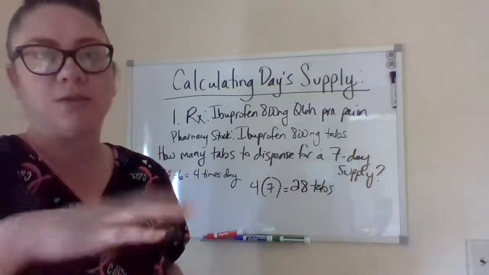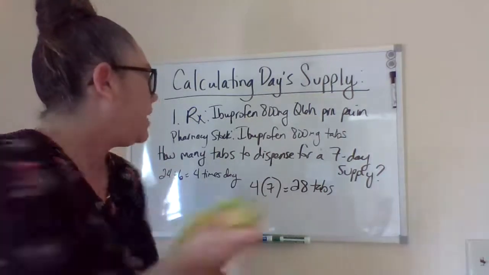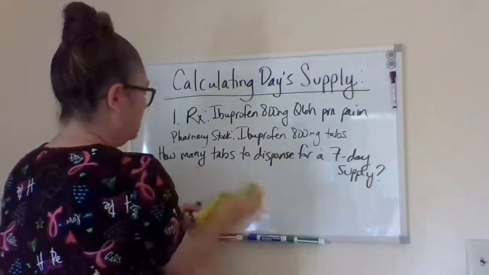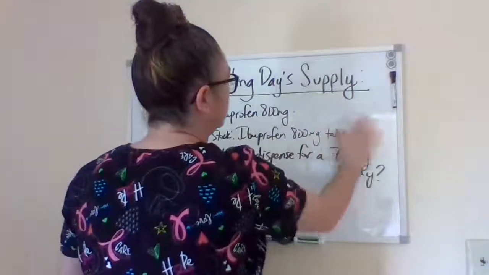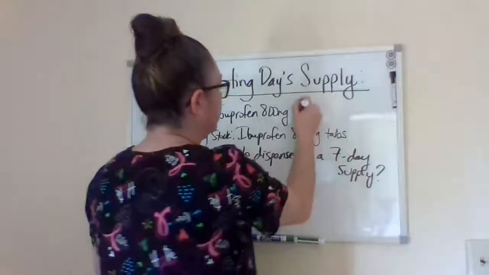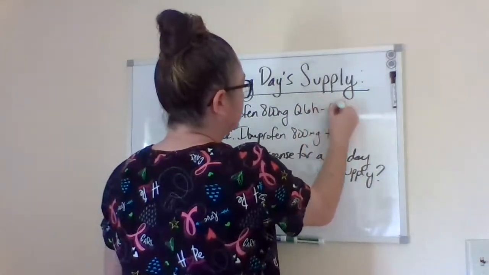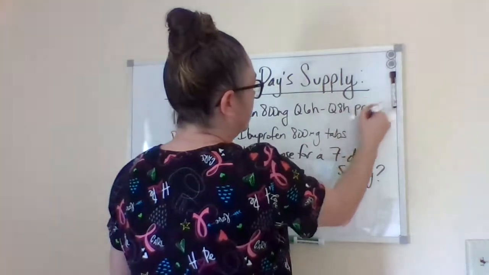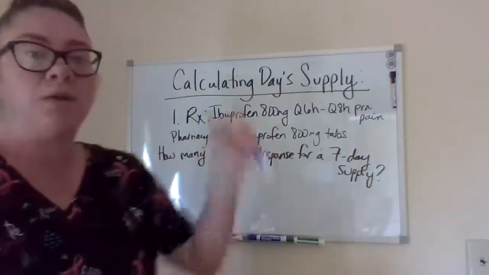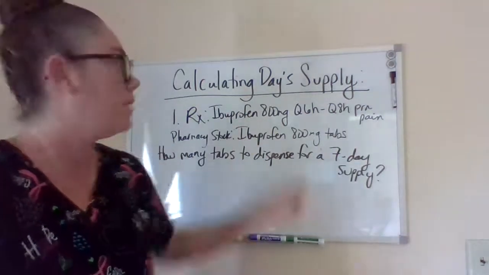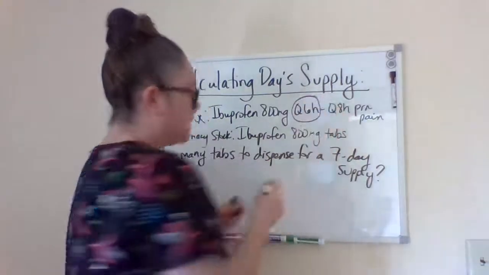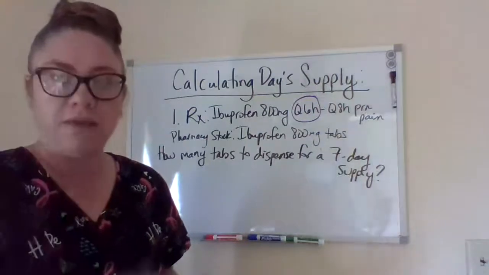So what happens if it's a range? So if we had a range of time, meaning Q6 hours to Q8 hours PRN pain. Okay, so they can take it every 6 hours or they can take it every 8 hours. We would still base it off of the Q6 hours because that is the most amount of times that they could take it in a day.